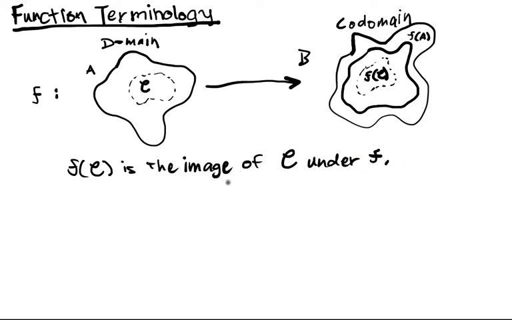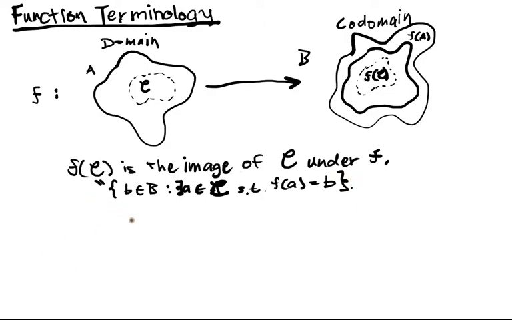And it's defined very similarly, right? So this is equal to the set of all b in B such that there exists an a in C such that f of a is equal to b. That's the definition.